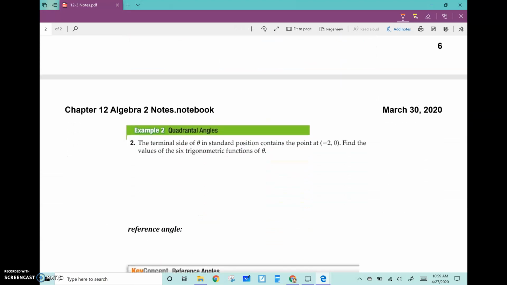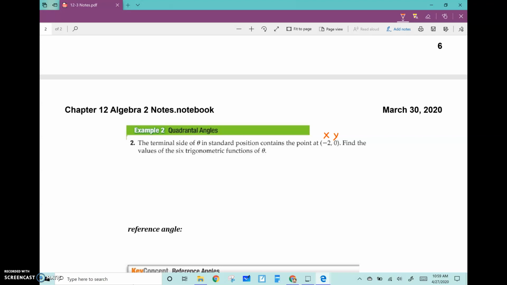All right, number 2, the terminal side of an angle in standard position contains the points at -2 and 0. Find the values of the 6 trigonometric functions. We're going to do the same thing we just did, except you notice that they've added a 0 in here. Okay, so some things we're not going to be able to do.